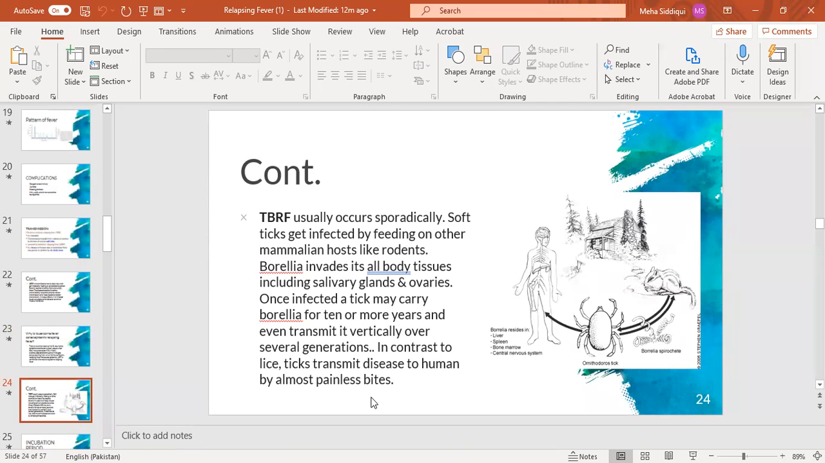Okay, tick-borne relapsing fever. Now it is transmission of tick-borne relapsing fever. It usually occurs sporadically. Soft ticks get infected by feeding on other mammalian hosts like rodents. Borrelia invades all its body tissues, including salivary glands and ovaries. Once infected, a tick may carry Borrelia for 10 or more years and even transmit it vertically over several generations. In contrast to lice, ticks transmit disease to humans by almost painless bites.